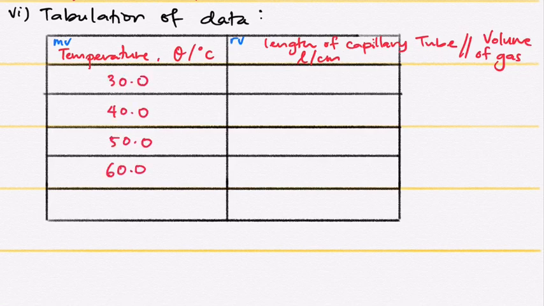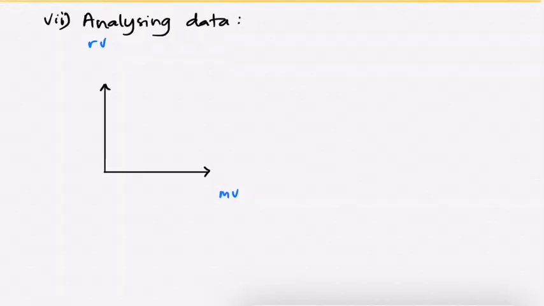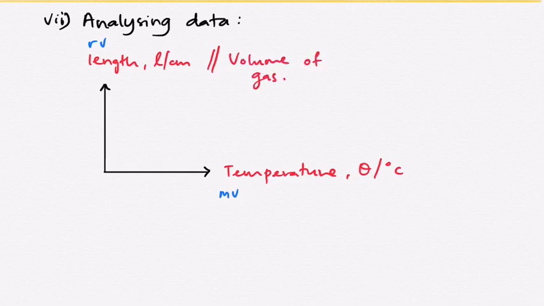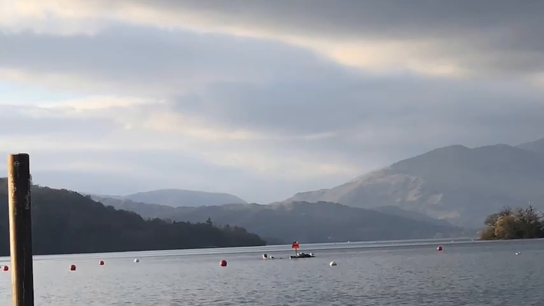created in the procedures. And finally, to analyze the data, write down the temperature for the horizontal axis and the length of the capillary tube for the vertical axis, or you can write down the volume of gas for the vertical axis. I hope it helps.